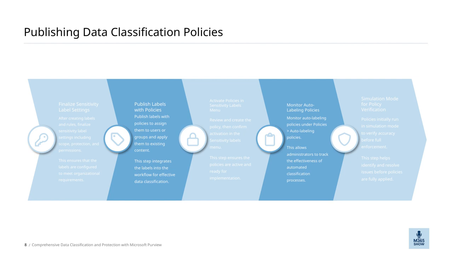Finally, we finalize the sensitivity label settings. This includes defining the scope, protecting the data, and setting permissions. By thoroughly configuring these options, we make sure that the labels meet our organizational requirements and provide the right level of security and compliance. In summary, this process ensures that data classification policies are accurate, effective, and aligned with our overall data protection strategy.